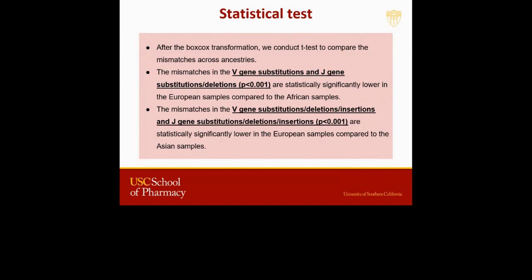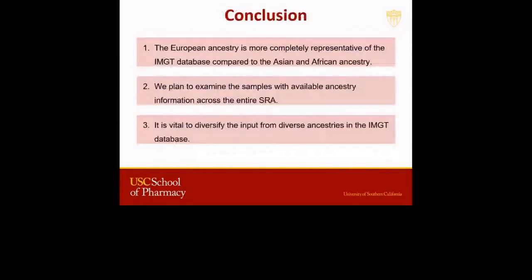And for the comparison of European and Asian samples, we can also show that the V gene substitution, and V and J gene substitution, insertion, deletion are statistically significantly lower in the European samples compared to the Asian samples. Yeah, this is just a conclusion of our studies. From our current result, the European ancestry are more completely represented in the IMGT database compared to the African and Asian samples.